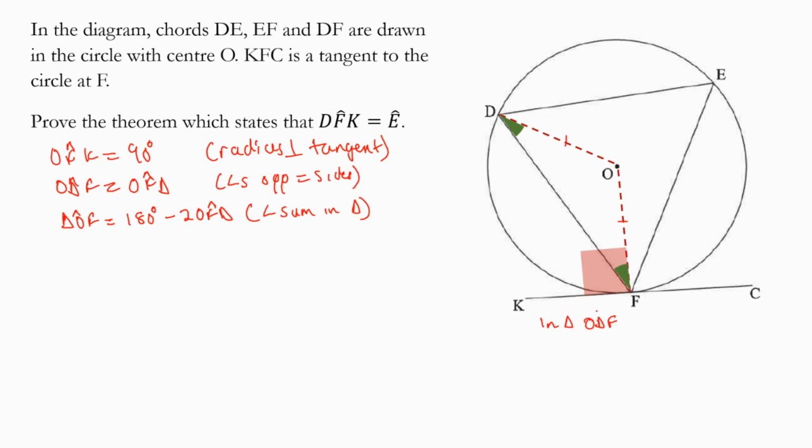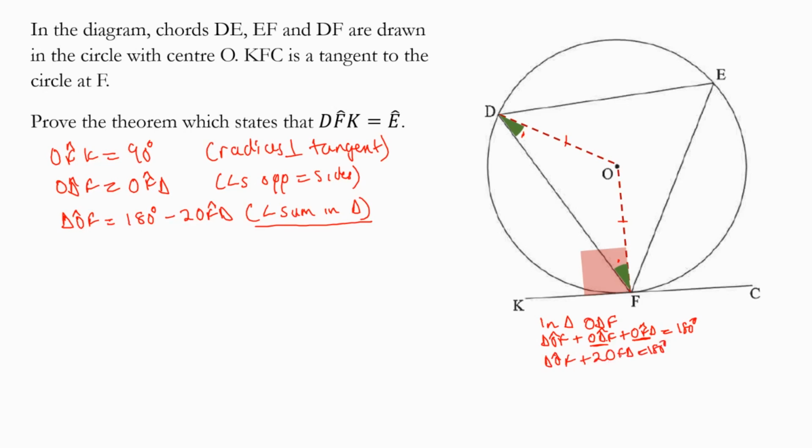You see triangle ODF. This angle is equal to this angle. So we are saying that angle DOF plus angle ODF plus angle OFD is equal to 180 degrees. And then the reason, angle sum in triangle. And then this is equal to this. So it's like angle OFD plus angle OFD, which is DOF plus 2 times angle OFD equal to 180 degrees.